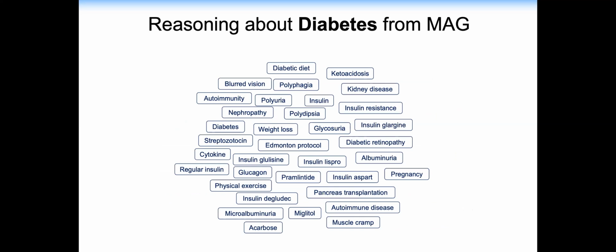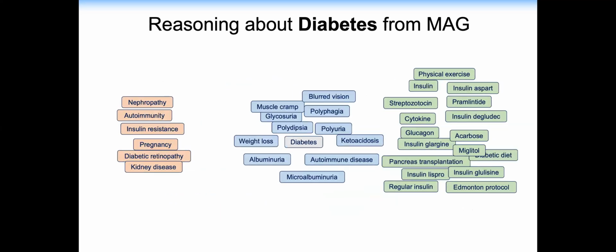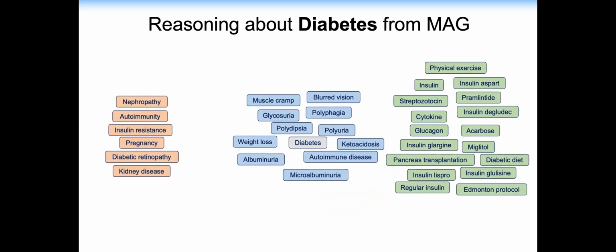Here is an example of how we are currently doing it. Given all those medical entities, on the left we recognize those that should be the cause of diabetes, and in the middle, the blue entities are the symptoms of diabetes. On the right are the existing treatments as well as the potential treatments for diabetes.